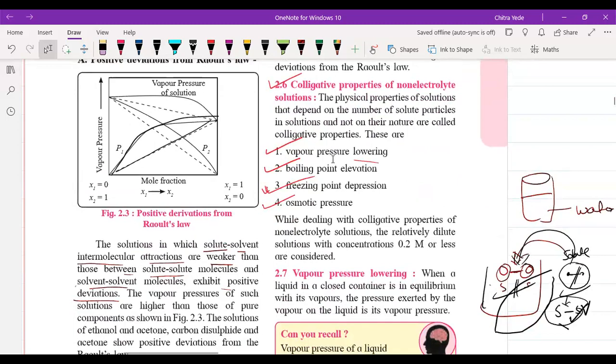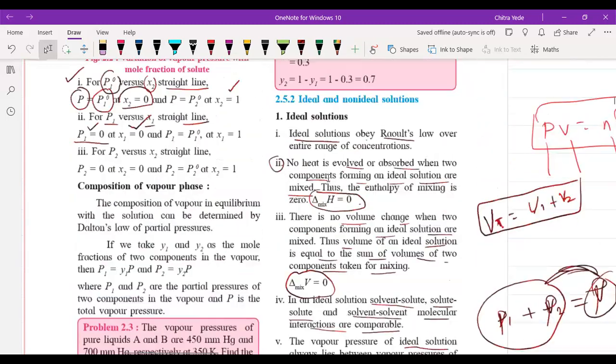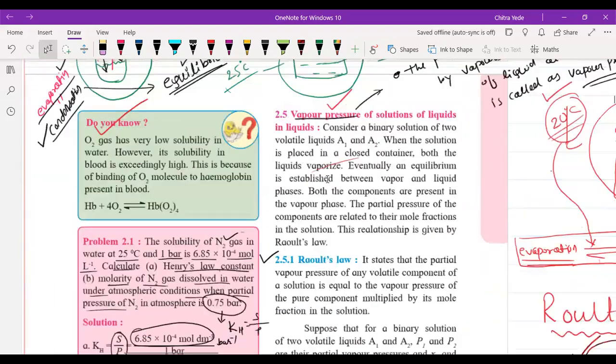Okay, now we have colligative properties. So just read once and let me know if any doubt we have, then we will start colligative properties.